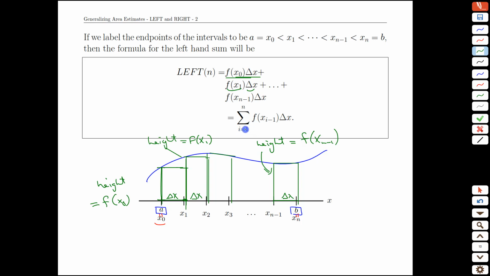For those in computer science, you can think of this as a for loop. For i equals 1 to n, calculate and add f of x sub i minus 1, that would be x0, times delta x. And then you'd also do i equals 2, so x sub 2 minus 1, which is x1, times delta x. 3 minus 1 would be x2. And you can see that we're working through the points all the way up to x sub n minus 1. When the counter here, i, reaches n, we'd have x sub n minus 1.